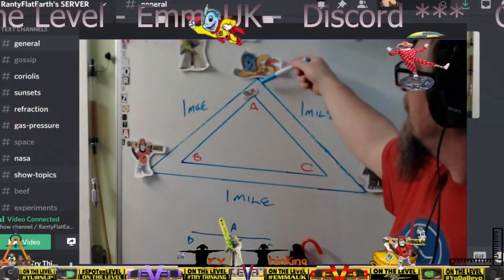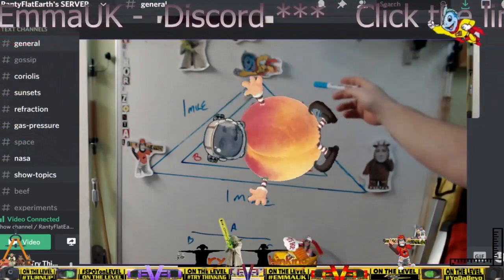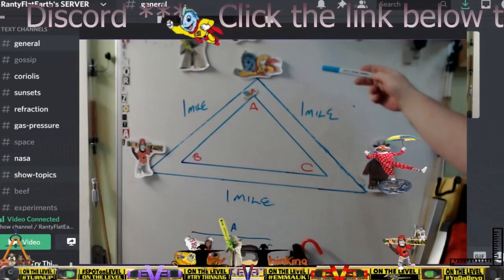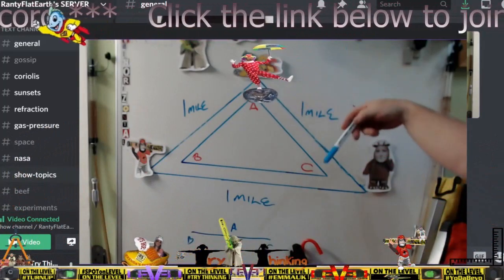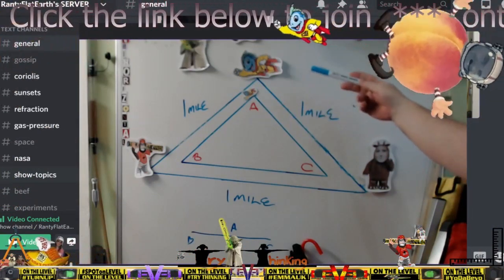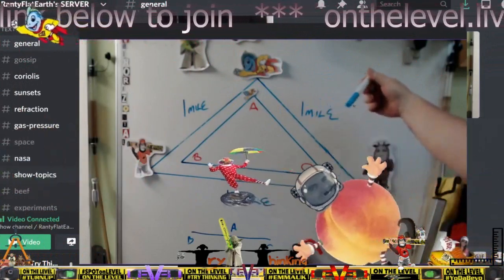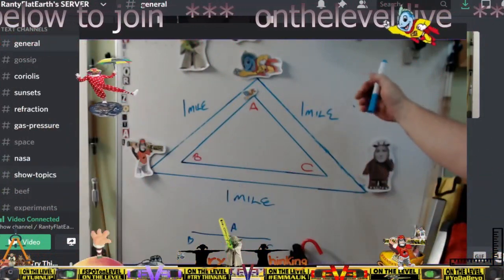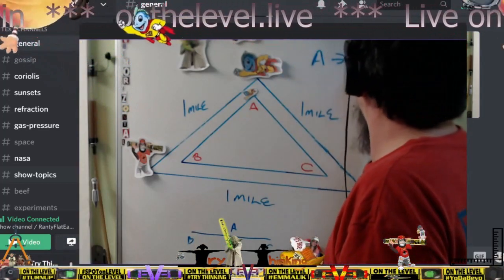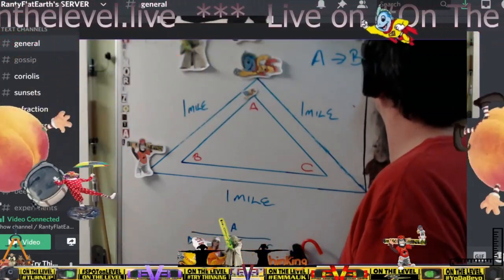So we're at A. Now, do you want to establish a horizontal at A? Yep. Okay, so we're going to go from A to B, and we've established a horizontal at A. What happens? In 1 mile, it drops 8 inches. So from A to B, 8 inches in the downward direction, right?